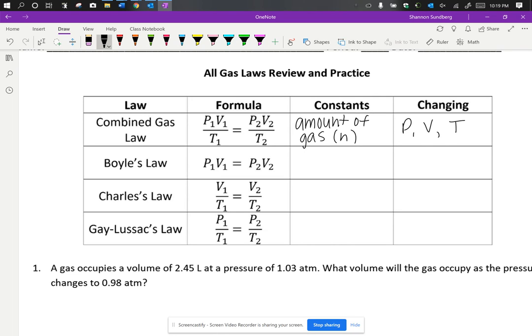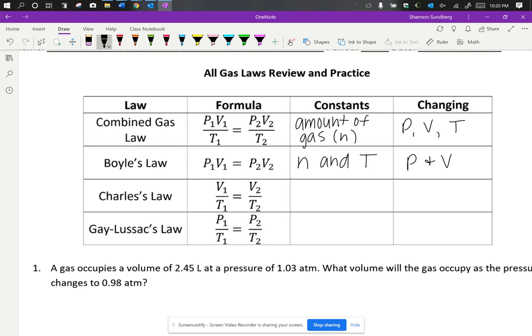Okay, the constants. Well, the constants, again, are the things that stay the same. And if you check out the equation, you should notice that one of the variables is missing when you compare it to the combined gas law. Well, the thing that's missing is the thing that's staying the same, along with the amount of gas. So the constants for Boyle's law are the amount of gas, which is the N value, and temperature. You're not changing that. Things that are changing are pressure and volume.